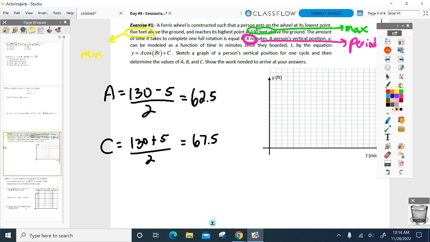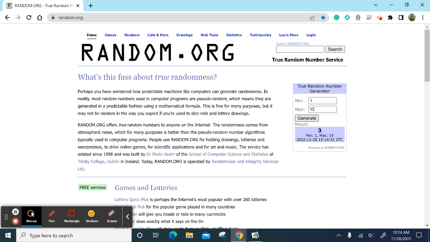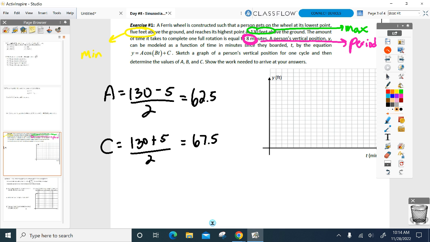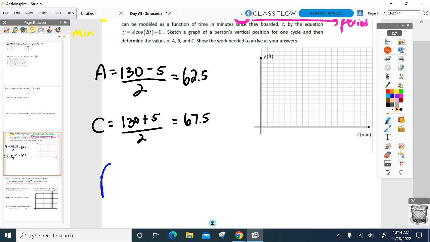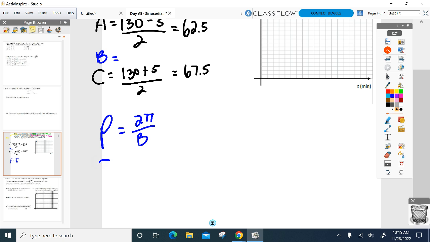Last value, your B value, frequency, it's known as frequency. I don't have a formula that says B equals. I never will. Instead, you use this formula that contains B. Period equals 2 pi over B. There you go. Eight was the period. Plug it in for P, cross multiply. Put the 8 over a 1, cross them up.